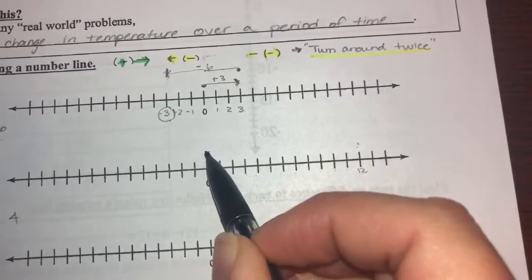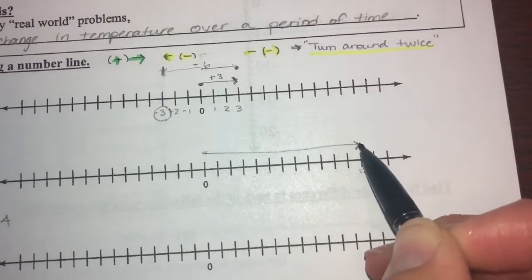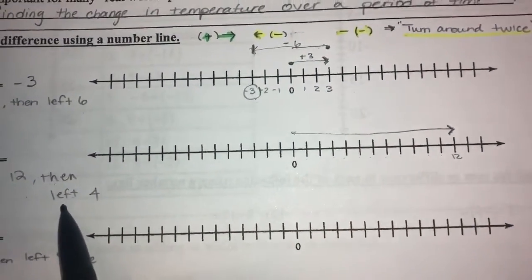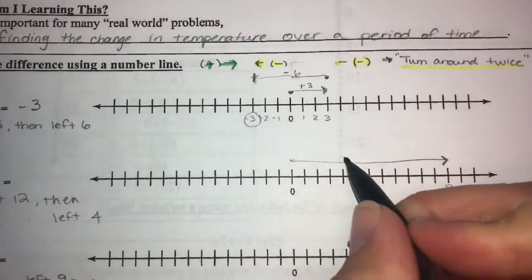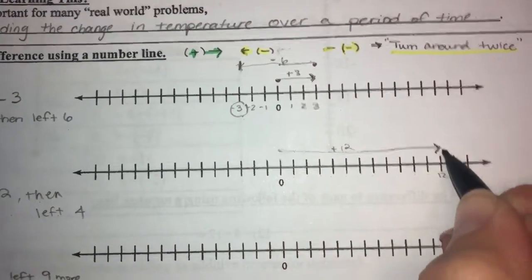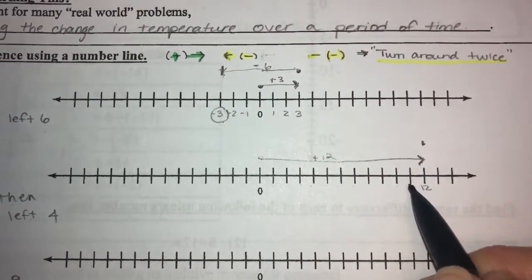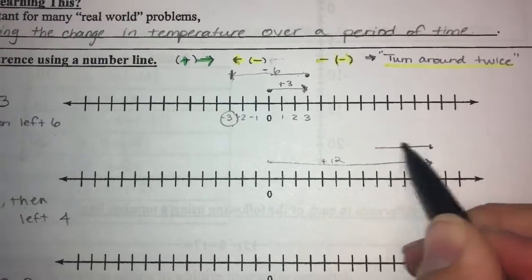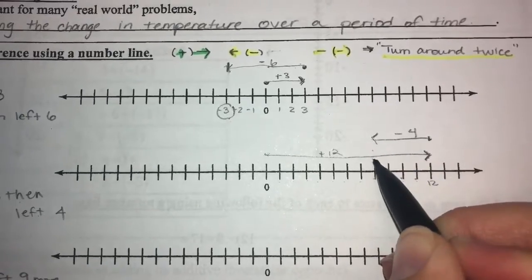So we're going to start at 0, and we're going to move right 12, and that arrow stops there. And then we're going to turn around, and we're going to go back left 4. So right 12, left 4. Right 12, so there's the positive 12. From there, where we left off, we're going to go back 4 from there. So 1, 2, 3, 4. So we're going to stop it there. We go back left 4 because it was a minus 4. So that's what that looks like.